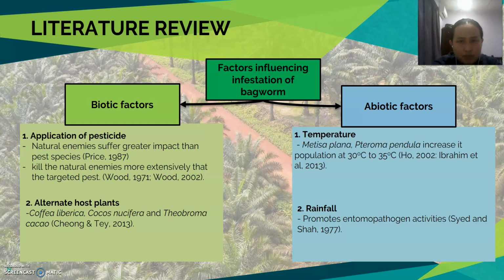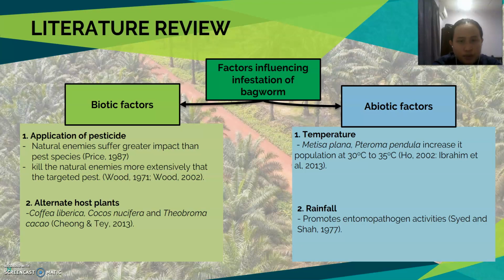Indiscriminate spraying for bagworm control is more likely to kill the natural enemies more extensively than the targeted pests, as stated by Wood in 1971 and 2002. Next is the alternate host plant. When the oil palm are treated with insecticide, Cheong and Tay in 2003 mentioned that bagworms will migrate and survive on alternate host plants, which are shade trees and agriculture crops such as Coffea liberica, Cocos nucifera, and Theobroma cacao.